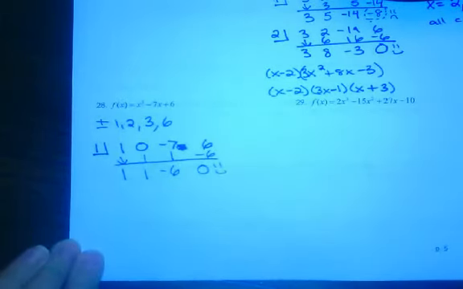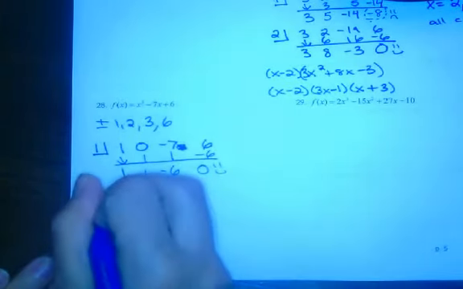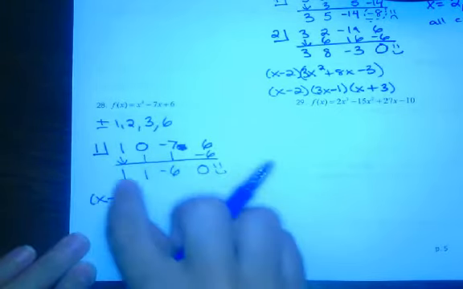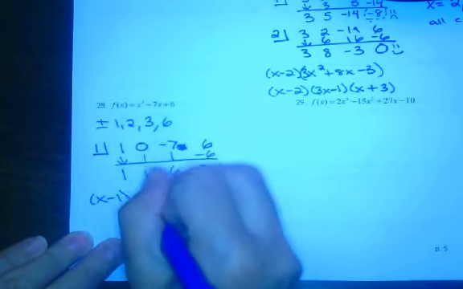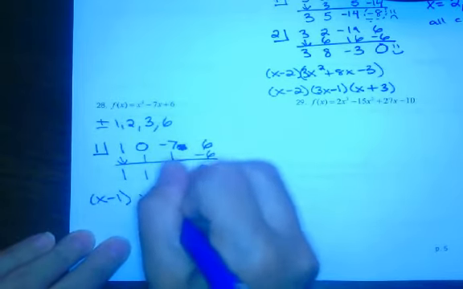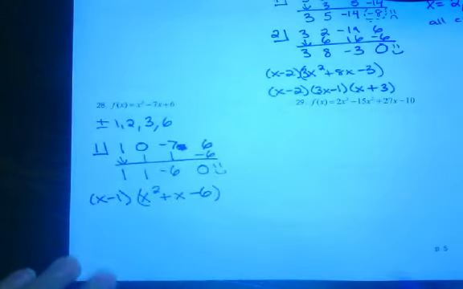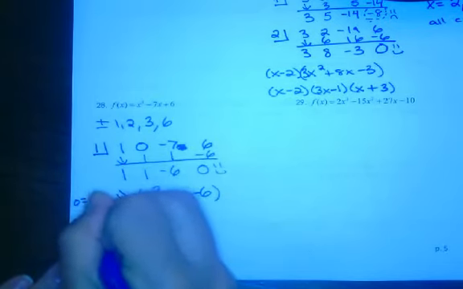What luck. So this tells me that my factors were x. Remember, I do the opposite of what's in that box, so x minus 1. And then I have to turn this into the quadratic. So it's x squared plus 1x minus 6. And then I need to factor that again.